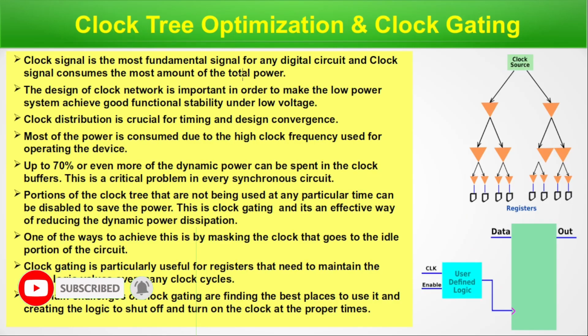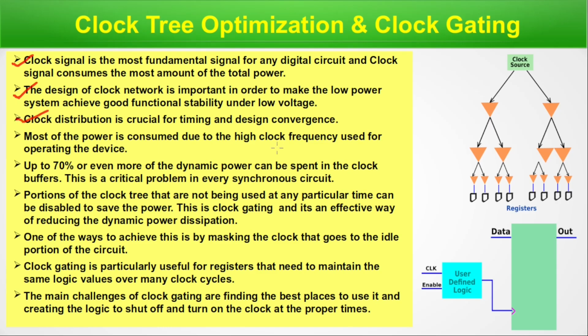Clock signal is the most fundamental signal for any digital circuit, and it consumes the most amount of total power because clock signal is present in all sequential blocks. The design of the clock network is important in order to make the low power system achieve good functional stability under low leakage. Since clock signal is present in all the sequential cells at register level, how the network is designed is also important, because clock is a signal traveling through that network. So signal is traveling, power is getting dissipated there. So optimization of the network structure is also very important.